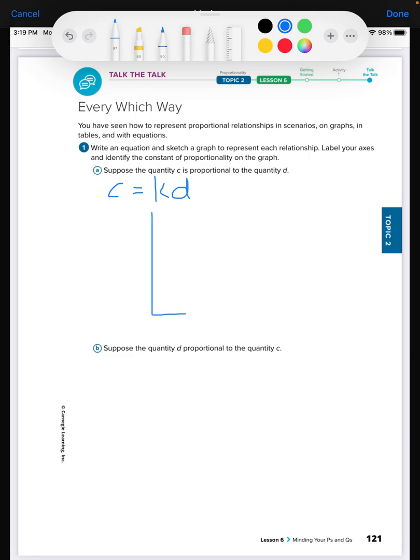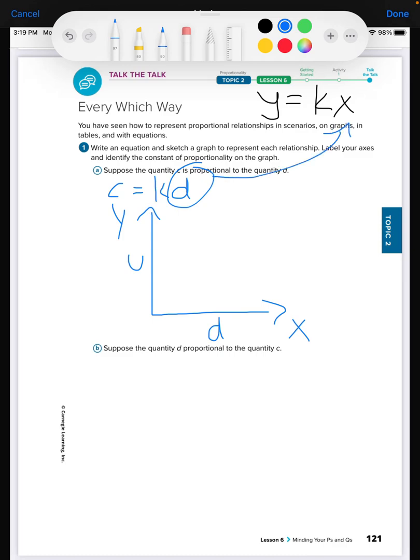So then it wants us to write a graph. So if the original thing is y equals k times x, and this is the x-axis and this is the y-axis, well, which one is the y? Well, C is the y. So C would go right there, and D would go down there, okay? Because D is in the spot where the x is, so that's on the x-axis. And C is in the spot where the y is, so that's on the y-axis. And then a proportional graph is a straight line through the origin.